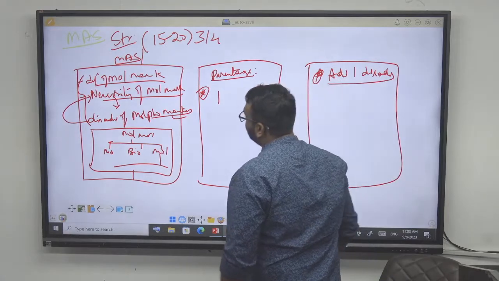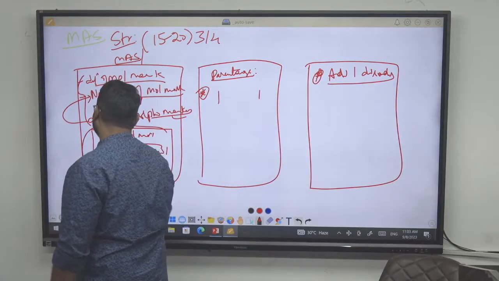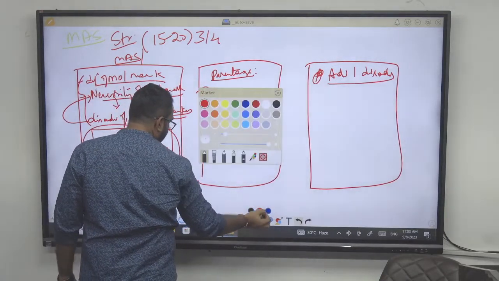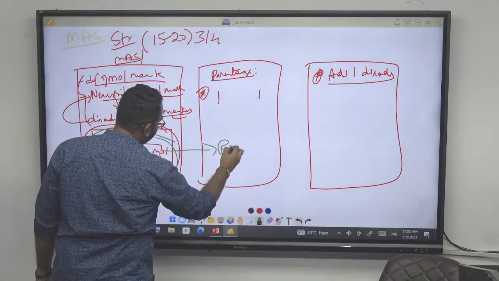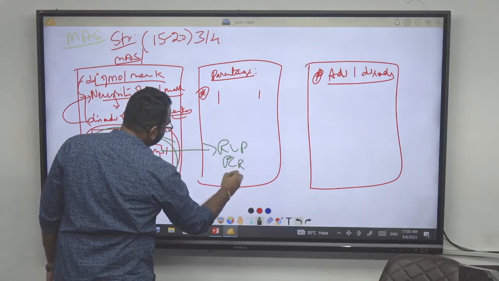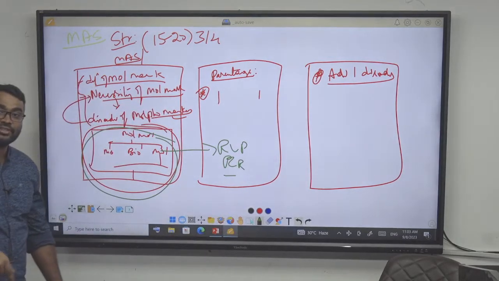So the problem with students is that they will focus on this. They will focus more on this, and they will start explaining all this RFLP, PCR, etc. in the answer. So that is not essentially needed.